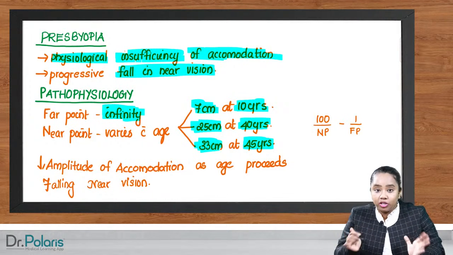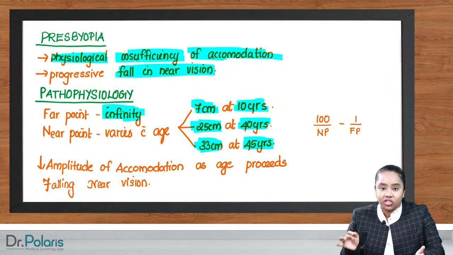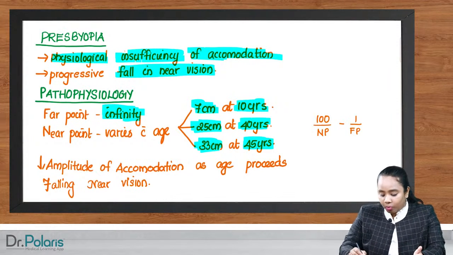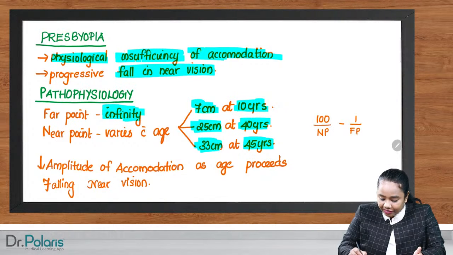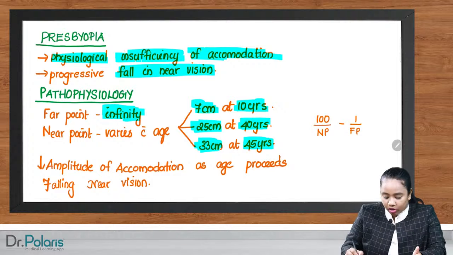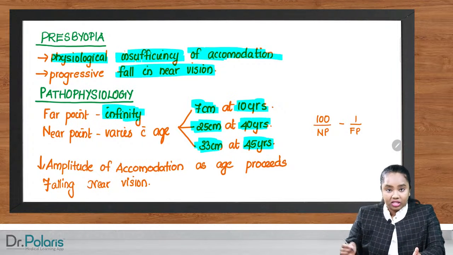So what is amplitude of accommodation? Amplitude of accommodation is calculated by the formula, which is 100 divided by the near point minus 1 divided by the far point. Now in this equation we have to substitute the values of near point and far point.